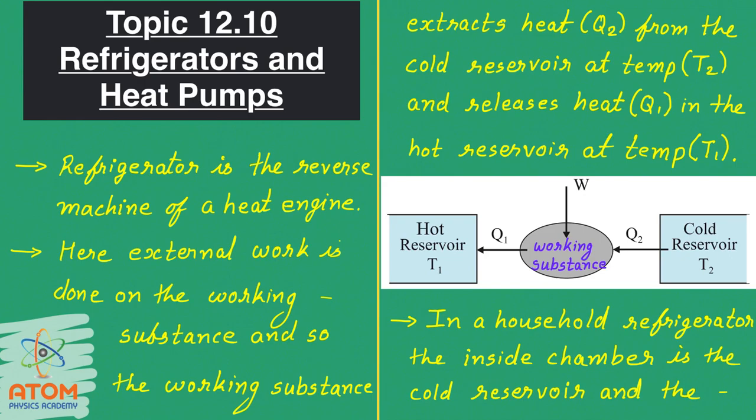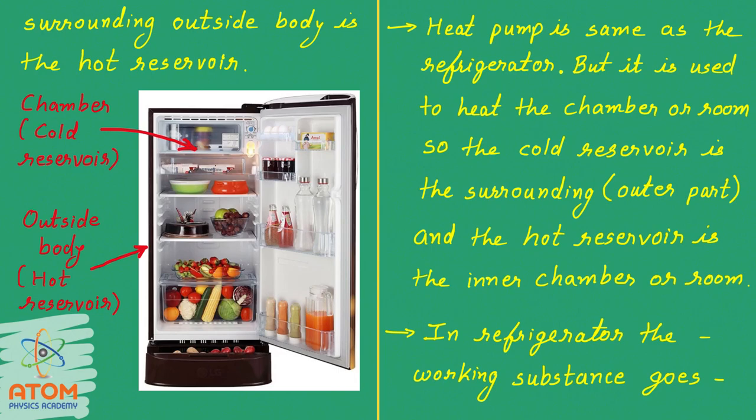Now in refrigerator, because we have to cool down the things, that's why the things are kept in cold reservoir. And obviously in heat pump we have to heat up the things, so we have to put the things in hot reservoir. Let us see. In household refrigerator, the inside chamber is the cold reservoir and the outside surrounding of the body is the hot reservoir. Let me explain you this.